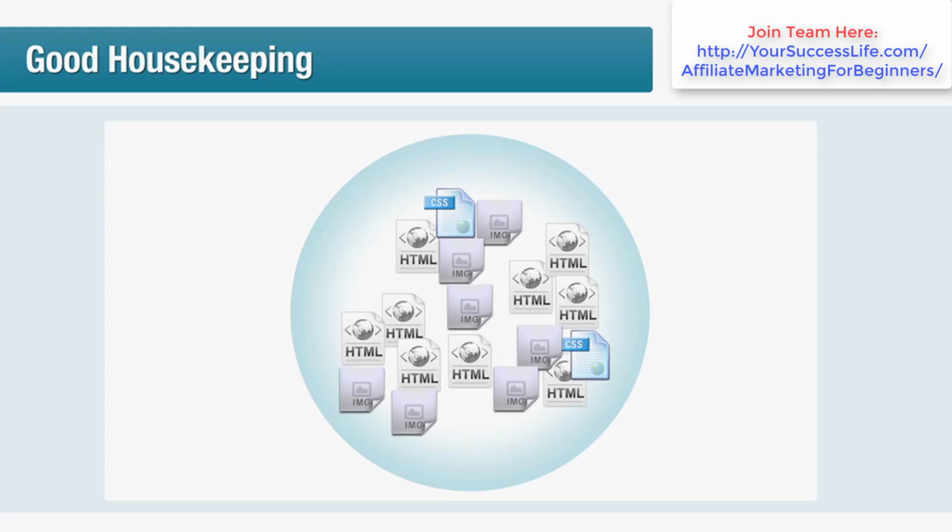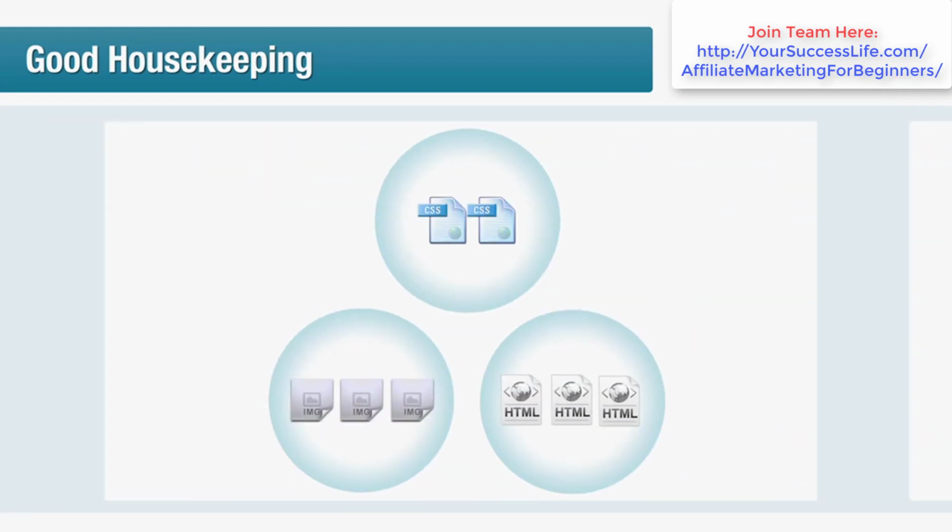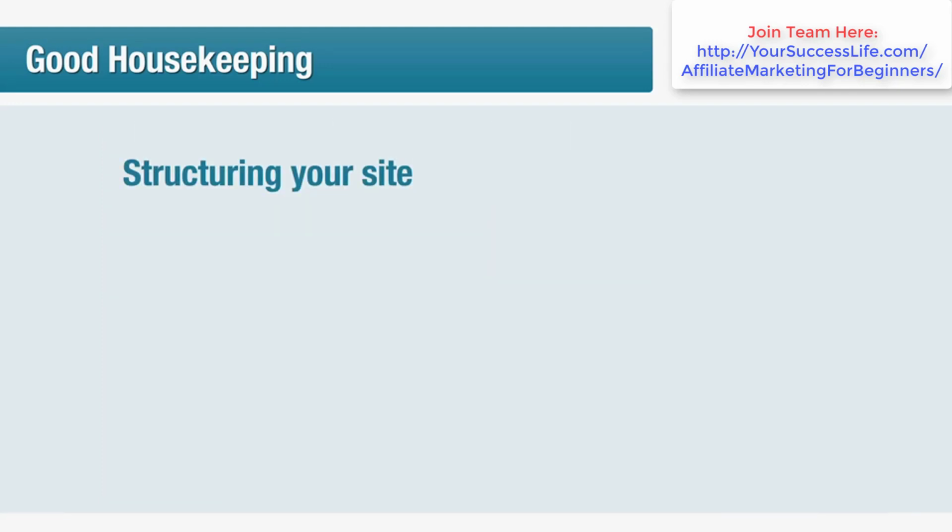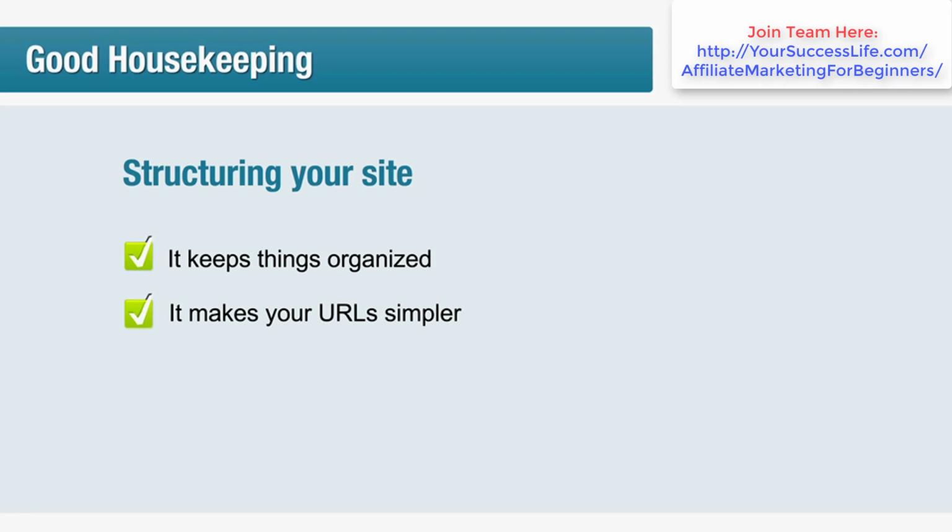What you should really be doing, however, is keeping things nicely organized. Keep your images in an images directory, your CSS in a CSS directory, your articles in an appropriately named directory, and so on. Your web server should look more like this. Keeping things in directories serves a couple of purposes. One, it keeps things organized, and two, it makes your URLs, your web addresses, simpler. It's much easier to remember and write.